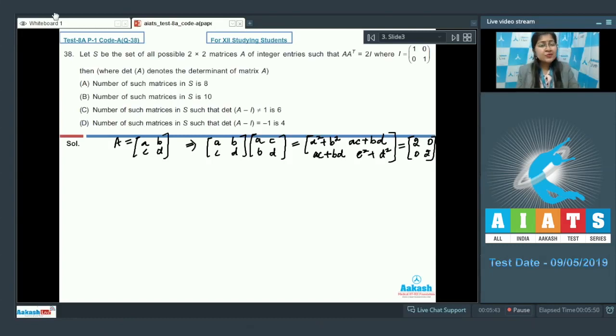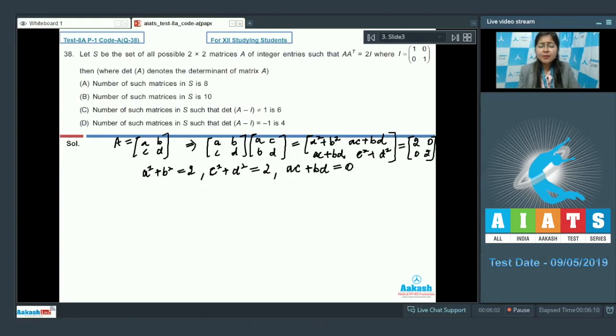Right? So all the respective elements will be equal, that is a square plus b square will be equal to 2, c square plus d square will be equal to 2, and ac plus bd will be equal to 0. So this is the condition that we get from here.